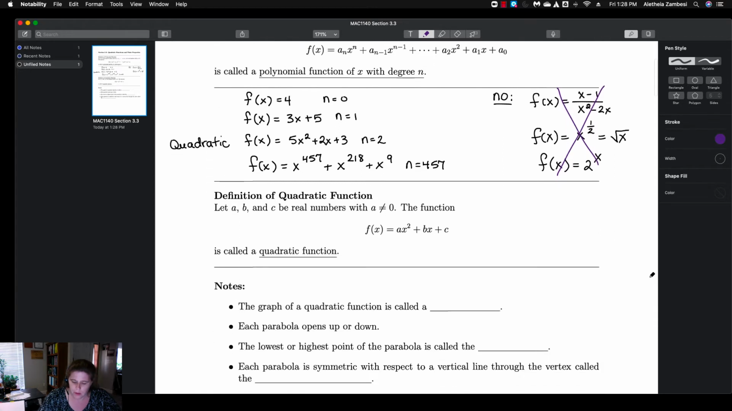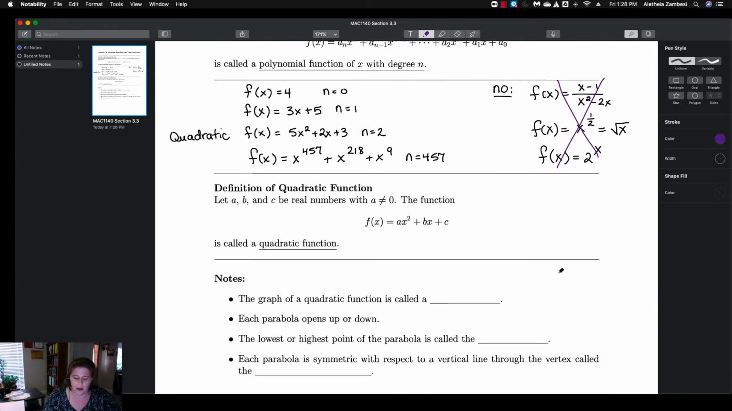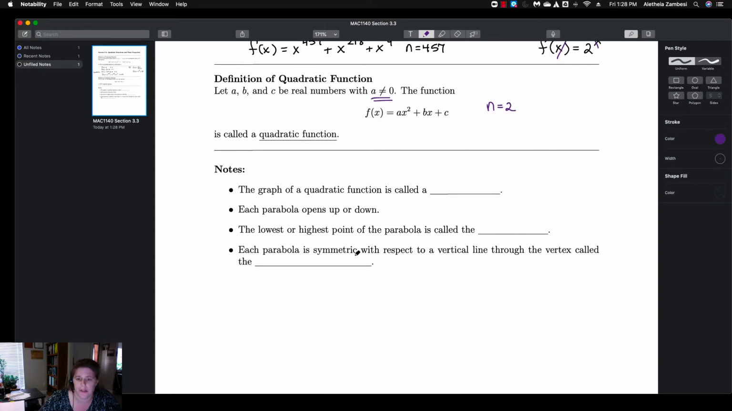So the definition of a quadratic function is when a, b, and c are real numbers and a is not equal to 0, the function ax squared plus bx plus c is a quadratic function. So it has a degree 2, and this a cannot equal 0 because if it did, then we're back to a linear function or a degree 1. The graph of a quadratic function is called a parabola.